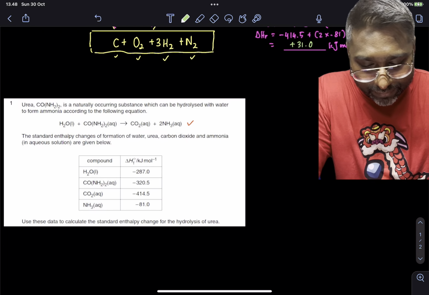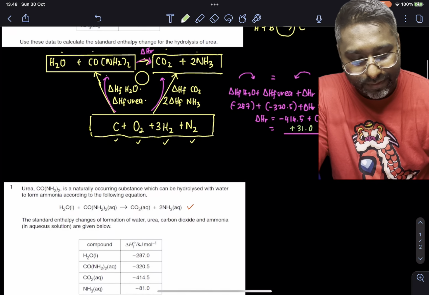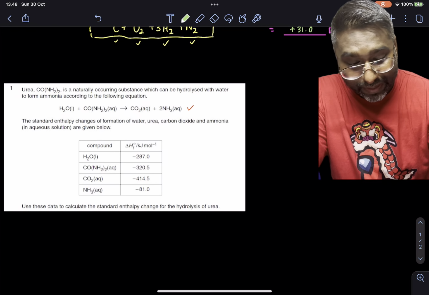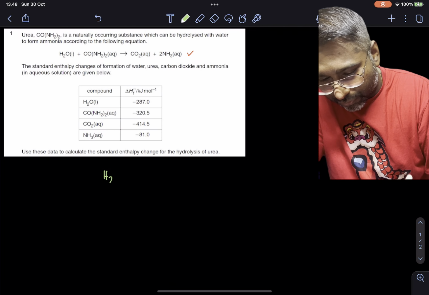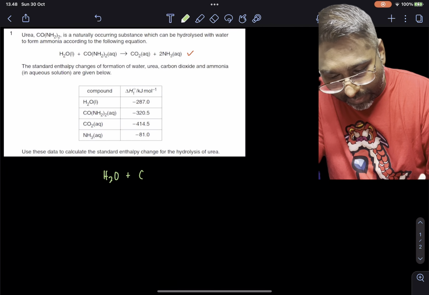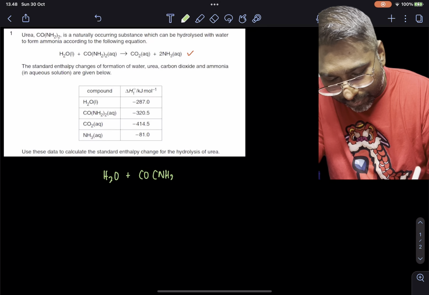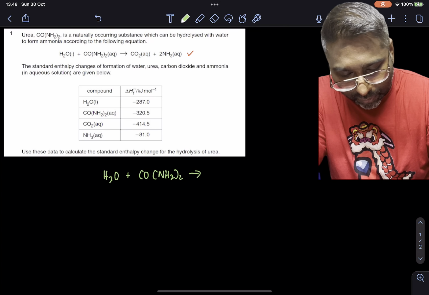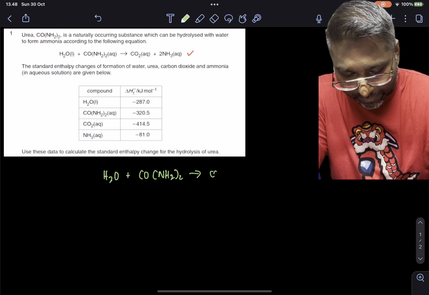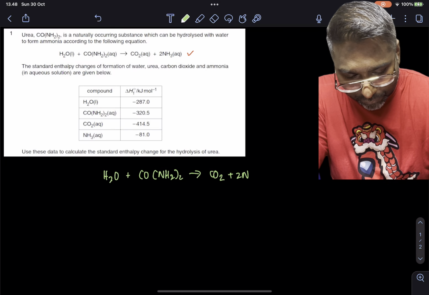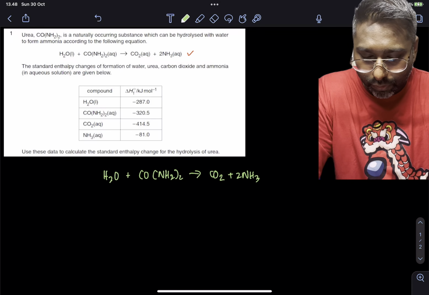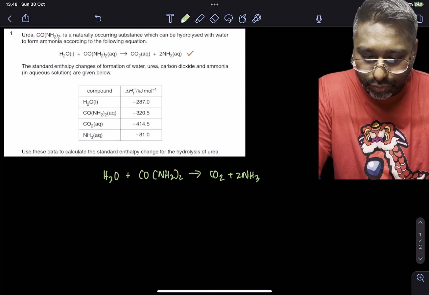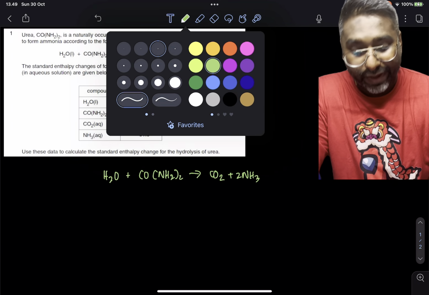So in order to do this, first we just need to write the main equation again. So I will write the main equation, which is going to be H2O plus CO and H2, which is your urea. And then after that CO2 plus 2 NH3. I'm not going to write the states for now. Now I am going to solve this by writing equations.